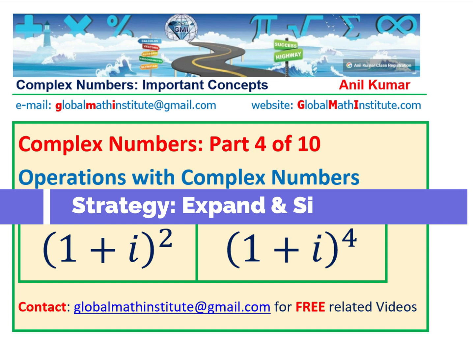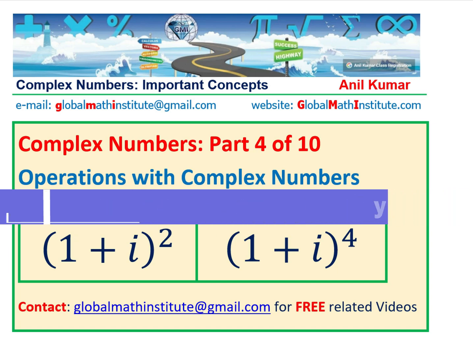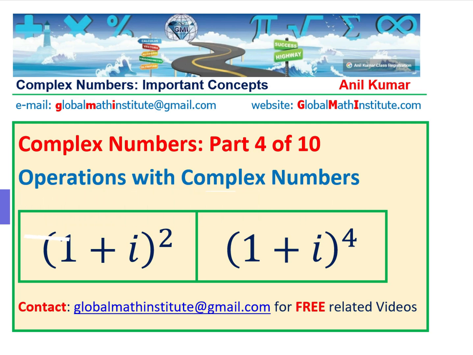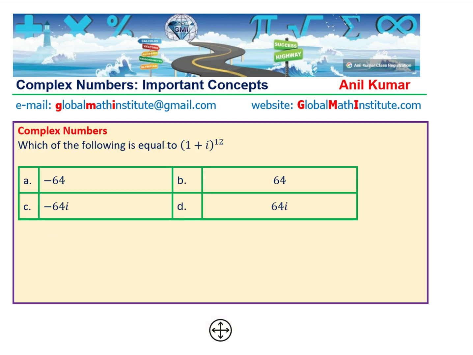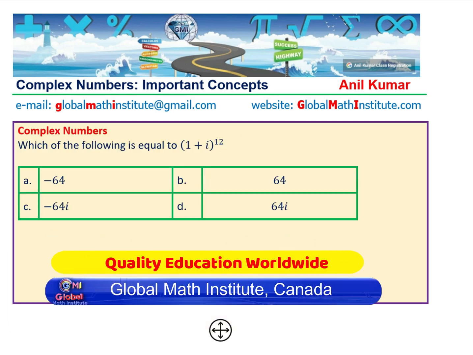In a set of 10 videos, we are going to discuss the concepts of complex numbers and popular questions which we see in competitive exams. Here is part 4 of our set of 10. We are going to look into operations of complex numbers and figure out what is (1 + i) squared, what is (1 + i) to the power of 4, and based on this, we'll try to answer the question what is (1 + i) to the power of 12.